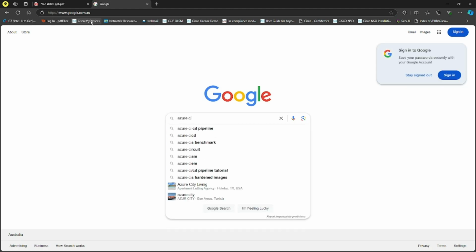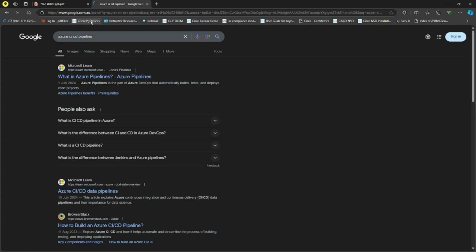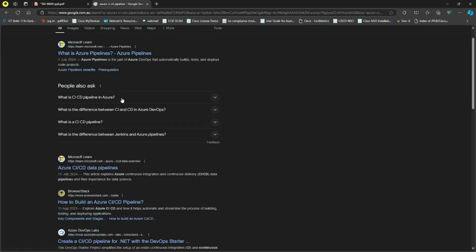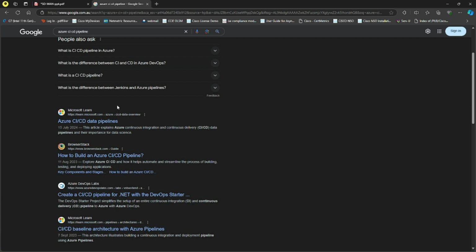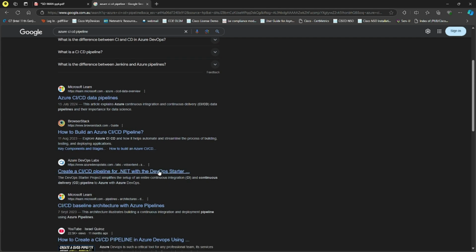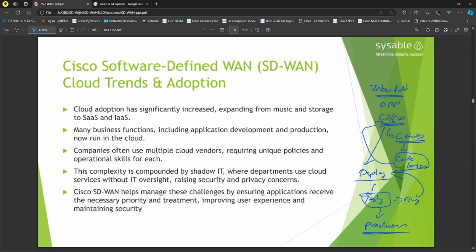Azure CI/CD pipeline, that is known as Azure DevOps. So multiple clouds now provide the DevOps option where the developers can develop the application, do the testing, and then push it to the production side. So it's like an automated process built in by the cloud providers nowadays.